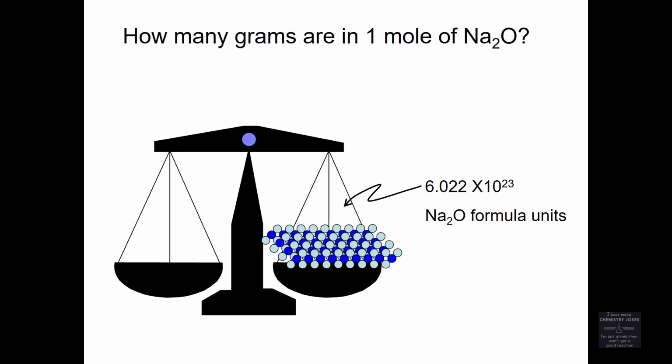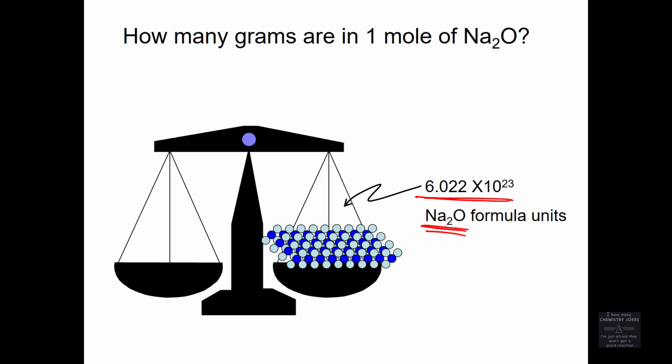Okay, that was atoms. What about compounds like this? How many grams are in 1 mole of Na2O? That's sodium oxide, remember? How many grams are in 1 mole of sodium oxide? This is a compound. It's still that there are 6.022 times 10 to the 23rd Na2O compound formula units, is the way I decided to write it here.